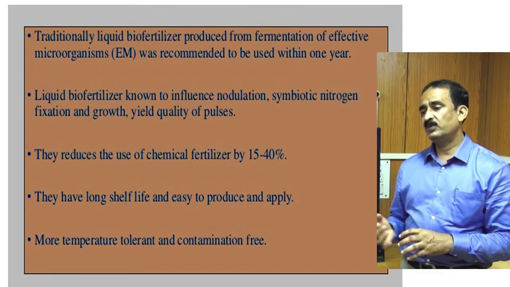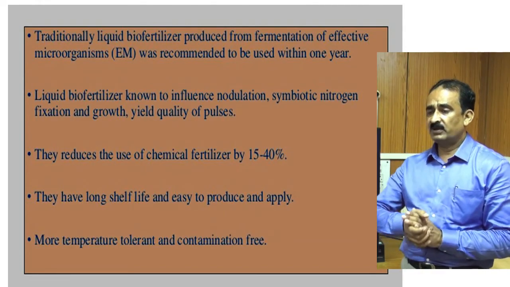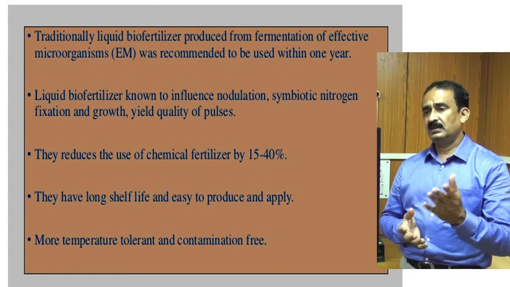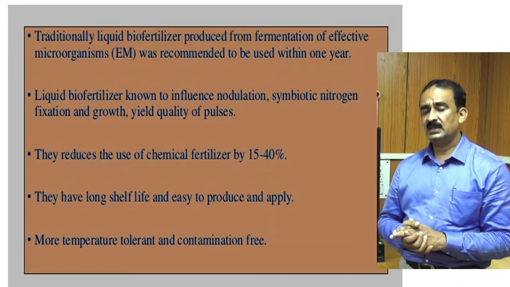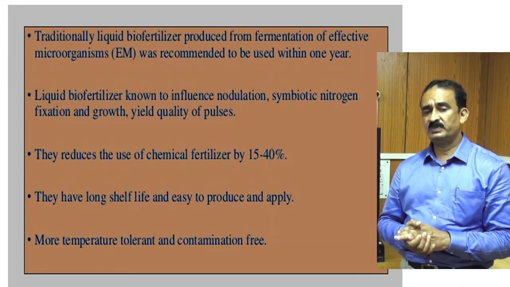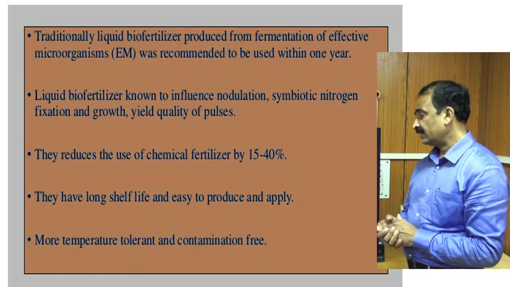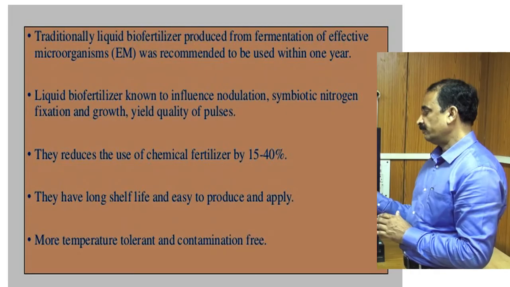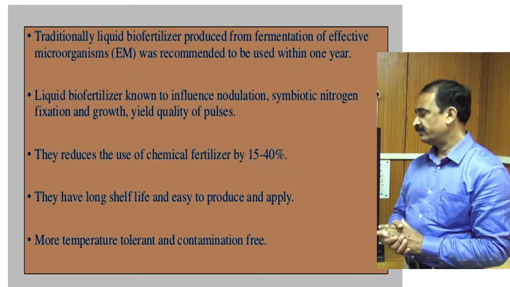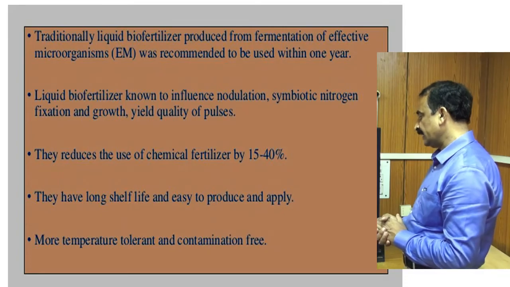So assume you save about 40% of the chemical fertilizer. Nowadays chemical fertilizer is very costly. DAP is about 12 to 15 rupees per kg. Urea is 6 to 7 rupees per kg. So you can save chemical fertilizer and also save money after involvement of this liquid biofertilizer.